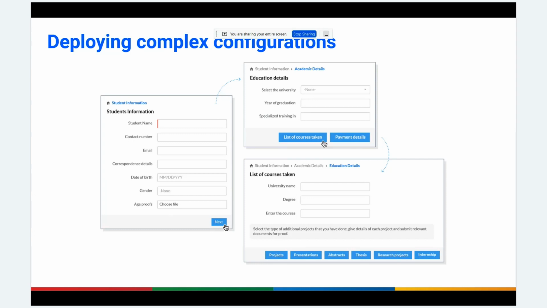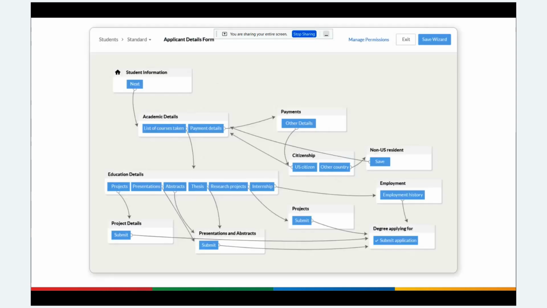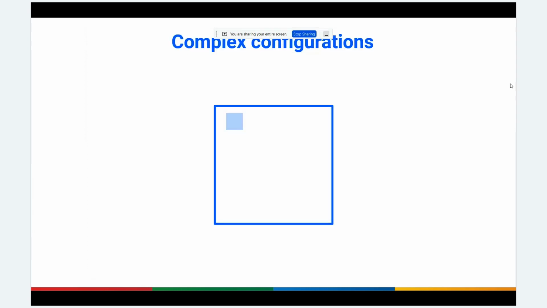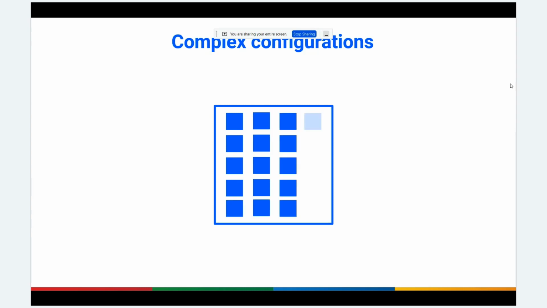Now, most of our audience are CRM administrators. So when you say wizards to them, this is not what they see. What they see is this: a lot of moving parts, a lot of things to configure, and consequently, a lot of chance for error. Now, a complex configuration needn't just be something like a wizard where you have a lot of things to configure, a lot of moving parts.